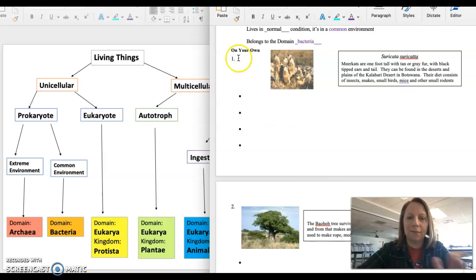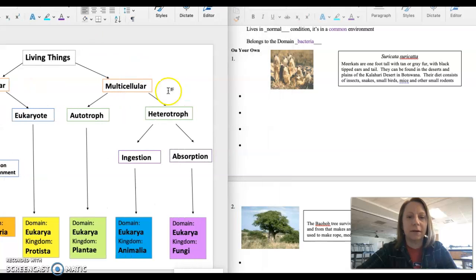Okay, let's write this all the way out. It says on your own, but I'm going to help you with this one. So here's meerkats. They're 1 foot tall with tan and gray fur, black tipped ears and a tail. They can be found in deserts on the plains of the Kalahari Desert in Botswana. Their diet consists of insects, snakes, birds, mice, and other rodents. So, can you see it? Yeah, you can. So we know it's multicellular.